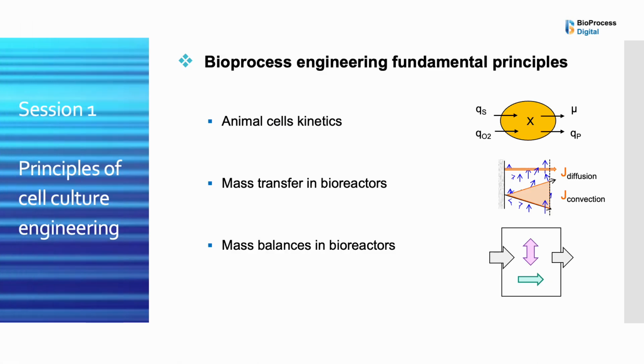Session 1, Introduction to Bioprocess Engineering Principles, is designed for learners new to bioprocess engineering. The session provides a solid foundation in the essential principles needed to understand and model cell culture processes. You will be introduced to 3 core topics: kinetics of animal cell cultures, mass transfer in bioreactors, and mass balances applied to bioreactor systems.